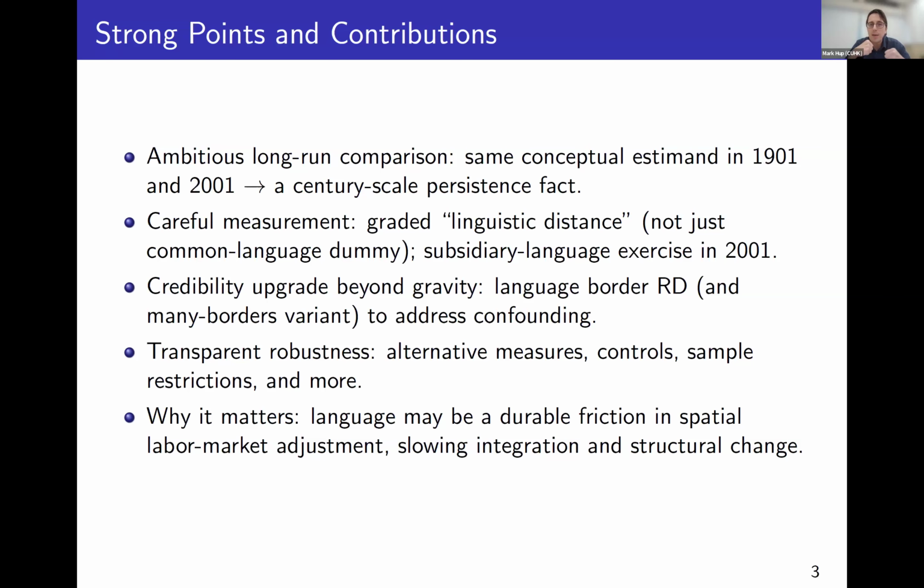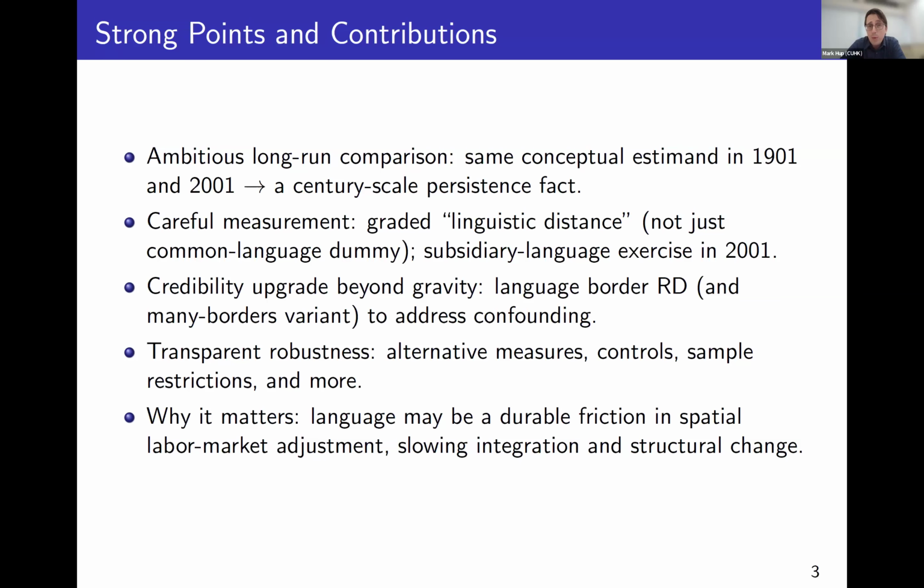And I think the RD gives an important credibility upgrade beyond the gravity model, to address confounding. As James was saying, it's this main language border they look at in the main paper, but they also look at this many borders variant in an appendix. And they find consistent results of this border negatively affecting migration. And as you saw just now, the many robustness checks are transparently done. And I think indeed it matters.